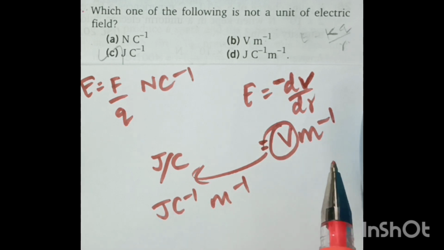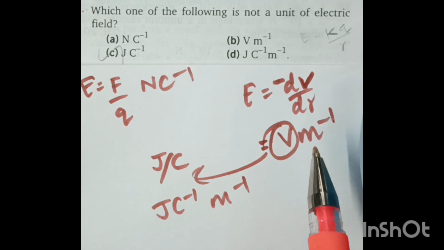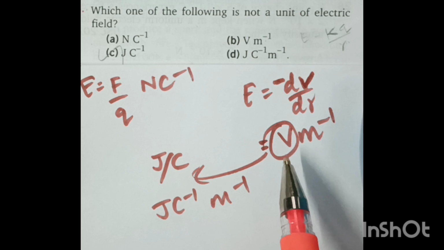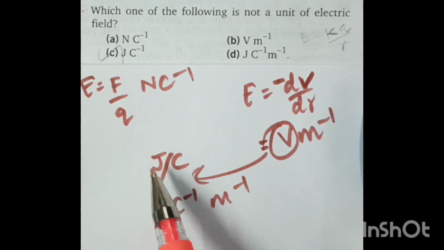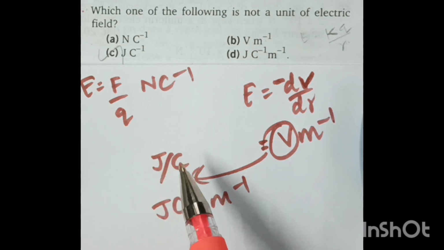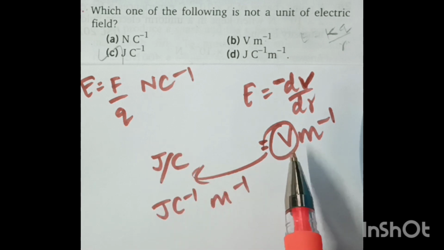And if you see, this volt is also equals to work done per unit charge. So what is the formula for work done? The unit of work done is joule. It is work done per unit charge, that is joule by coulomb, that is also equals to volt only.